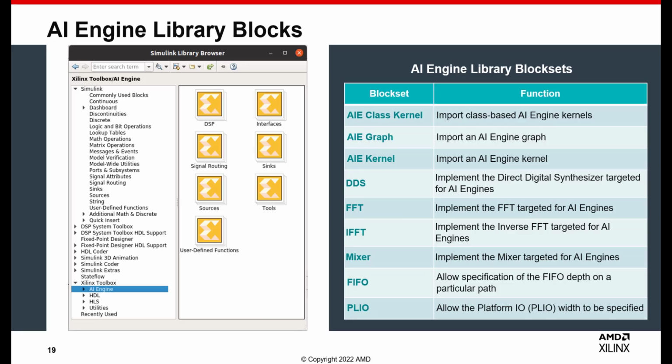Before going into the details for creating an AI Engine design, let's take a quick look at the AI Engine library blocks. The AI Engine library is available under Xilinx Toolbox in the Simulink library browser set. The AI Engine library includes various block sets as shown here. These block sets are classified under categories such as DSP, interfaces, signal routing, sync, sources, tools, and user-defined functions.